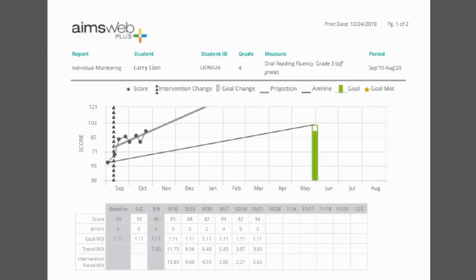This is an example of an aimswebPLUS progress monitoring graph. Remember, progress monitoring assessments are more frequent, like weekly or every 2 weeks, and they are used to look at areas of greater need. Students who have progress monitoring graphs have their skills monitored because they're having difficulty with material at their assigned grade level.